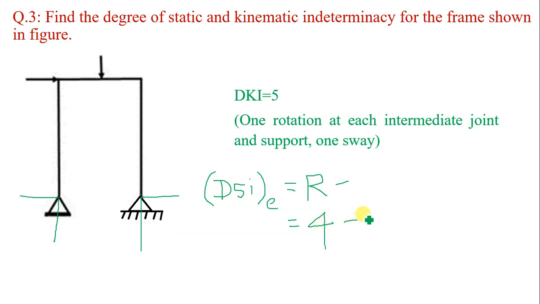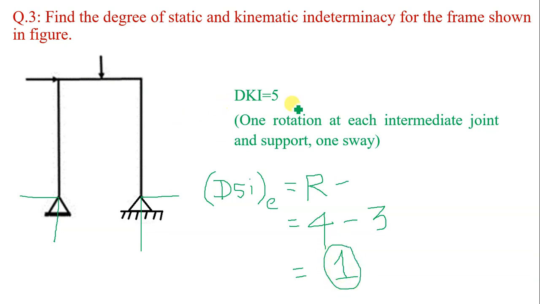Now we have three available equilibrium equations, namely summation Fx equal to 0, summation Fy equal to 0 and summation M equal to 0, and hence this particular frame is statically indeterminate with external degree of indeterminacy equal to 1. Once the reactions are known, we can plot SFD and BMD for the given frame, and hence the frame is internally determinate while externally it is indeterminate to degree 1.